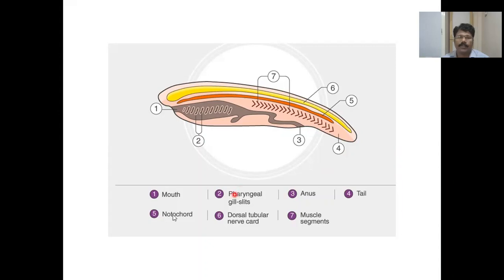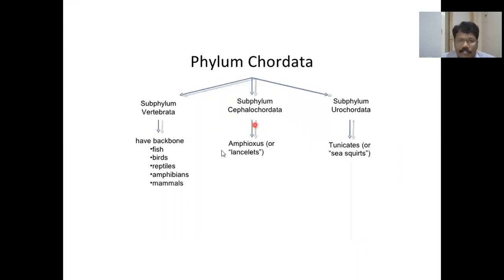and the fifth one, the orange colored portion, is known as the notochord. Notochord is between the nerve cord and the digestive system. See, and the sixth one is the dorsal tubular nerve cord. So this is the anterior portion, which becomes brain in some animals. And the seventh one is the muscle segment. See, these are the muscles. These are segmentally arranged.